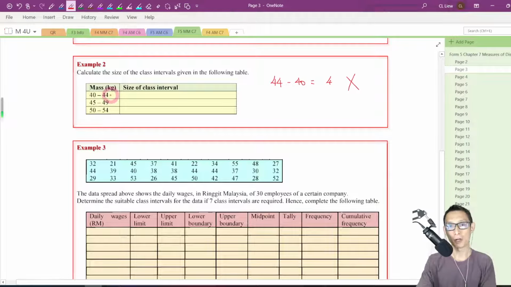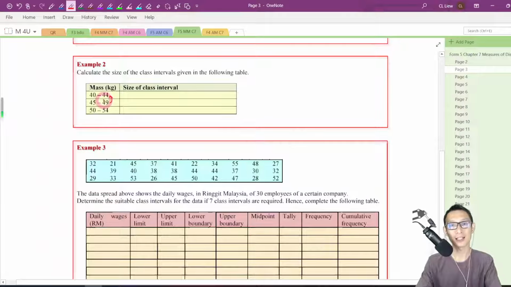We can take upper boundary minus lower boundary, which I'm going to share with you how do we get the upper boundary and lower boundary. Besides using this method, upper boundary minus lower boundary, we also can use another way to help us to get the size of the class interval. First is by using your fingers. Another way is you take 49, not subtracting 45, but subtract 44. You find the difference between the upper limit of this class interval with the upper limit of the previous class interval.